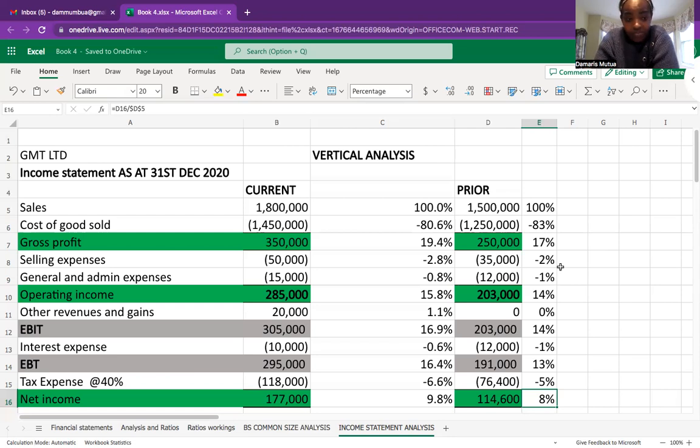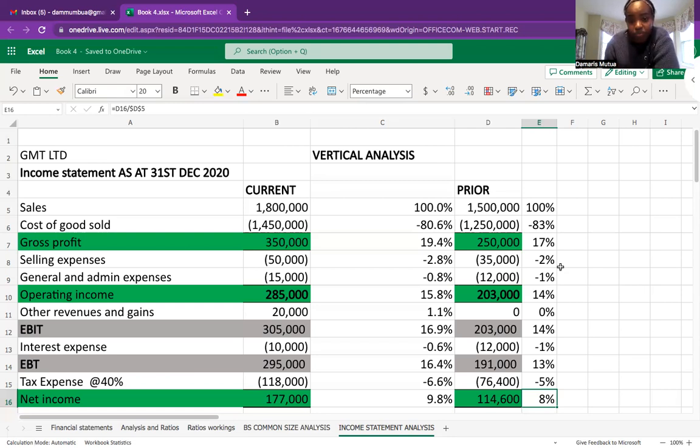Our general admin expenses are 0.8% of sales, which is a good sign. The prior period was 1%. So our sales are growing, and our admin expenses have gone down. So it's a good sign. So that is how we do the vertical analysis. You express everything as a percentage of the sales.